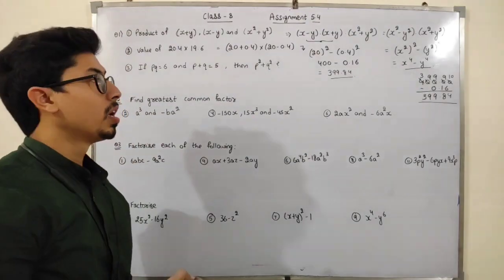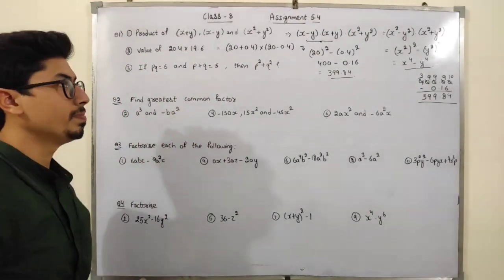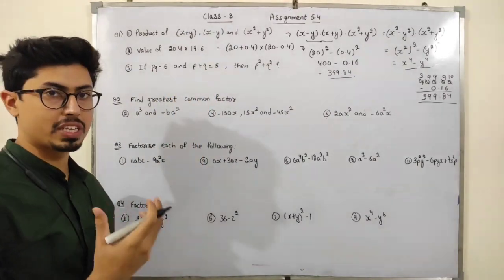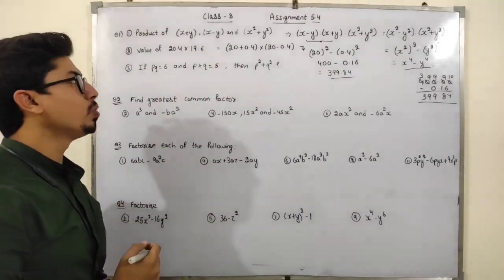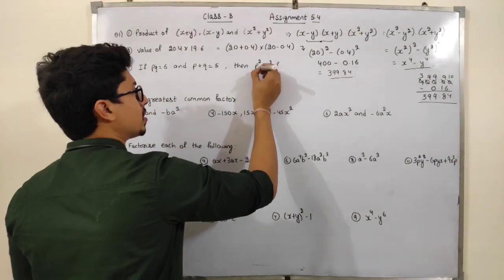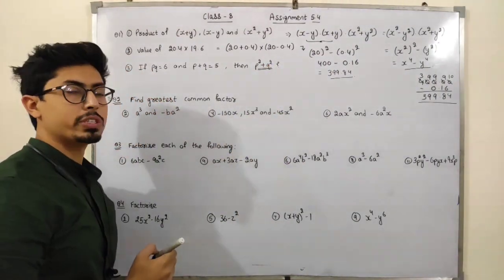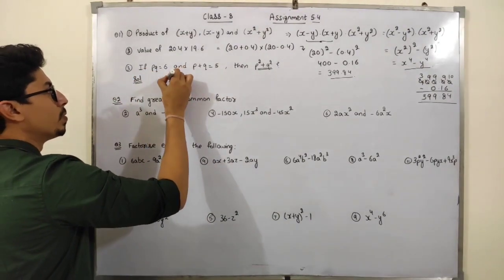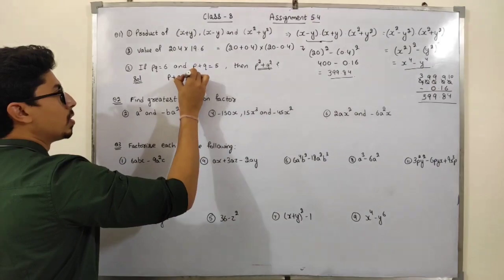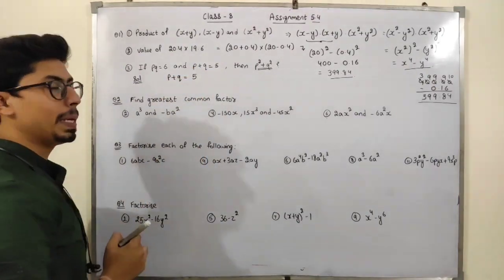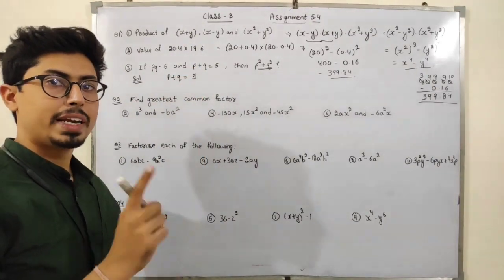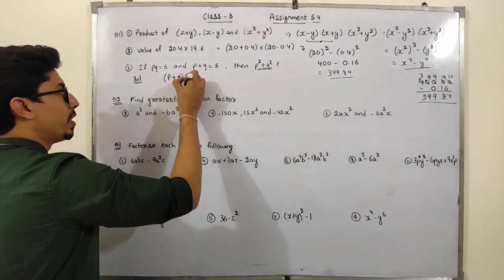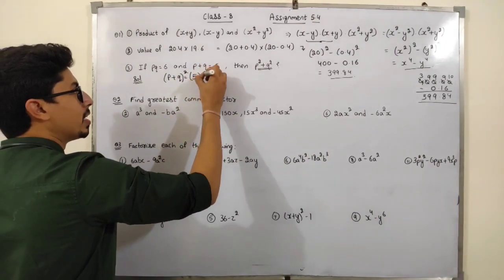Okay, students. Now moving forward to the third part. P plus Q is 5. It is given to us. P into Q is given, and we have to find out the value of this. Okay. Now students, what can I do? See, take this P plus Q. Okay. P plus Q is 5. It is given to us. Taking squaring both sides. Take squaring both sides, students. See.